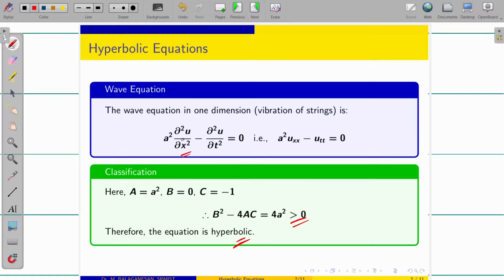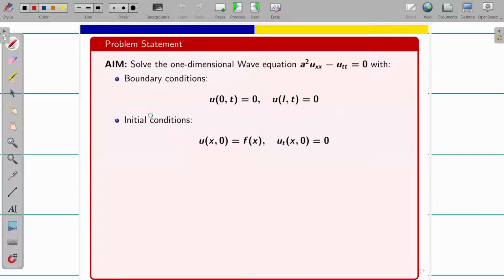And this is a familiar one. Already you discussed the same topic in the previous semester. One-dimensional wave equation is one kind of hyperbolic equation. So that one only we are going to classify. Right. Our aim is to find the solution for the one-dimensional wave equation.